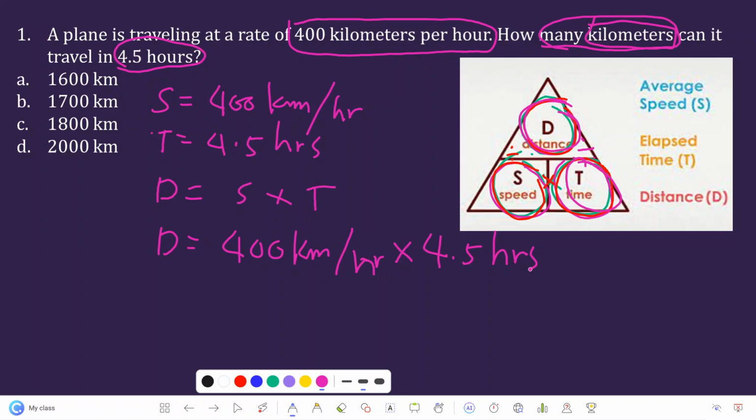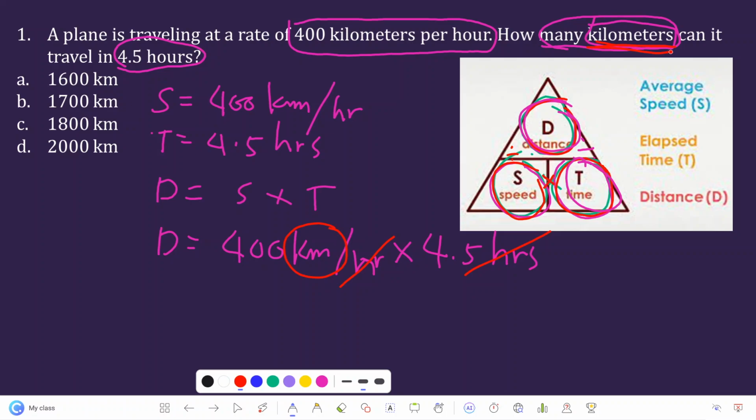Ngayon, you have the clue here kung tama ba ang direction ng iyong pagsusolve. Kasi here you can cancel hour, then cancel hour here, and then what will be left is kilometers. At ang hinahanap mo ay kilometers, so meaning nasa tamang direction ka.